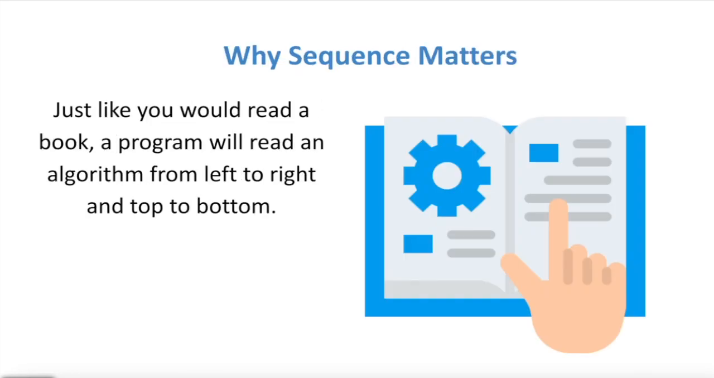Another way to understand why the sequence of instructions matters in a computer program is that the instructions or algorithm are carried out by the program line by line in order. Just like you would read a book, a program will read an algorithm from left to right and top to bottom.